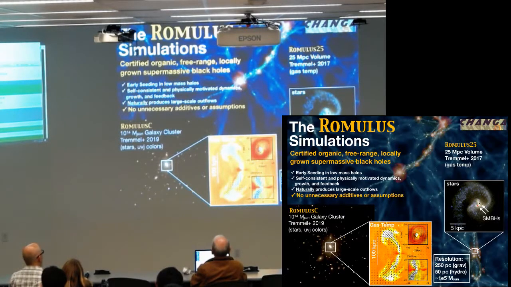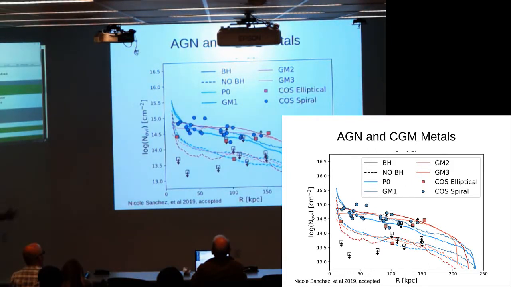So what does this buy us? Well, one interesting and non-obvious thing that the black holes have done for us, and this is work by Nicole Sanchez, which has just gotten accepted, so look for it. Nicole is the first author. The AGN feedback seems to be responsible for getting the metals produced by star formation out into the CGM. In this plot, she's showing the column density of oxygen-6 as a function of radius. Our simulations with black holes are shown in the solid lines, without black holes in the dashed lines, and COS observations are the points. Remarkably, we require the AGN feedback to get the metallicities of the CGM up into the range where it matches the COS observations. So that's a non-obvious result.